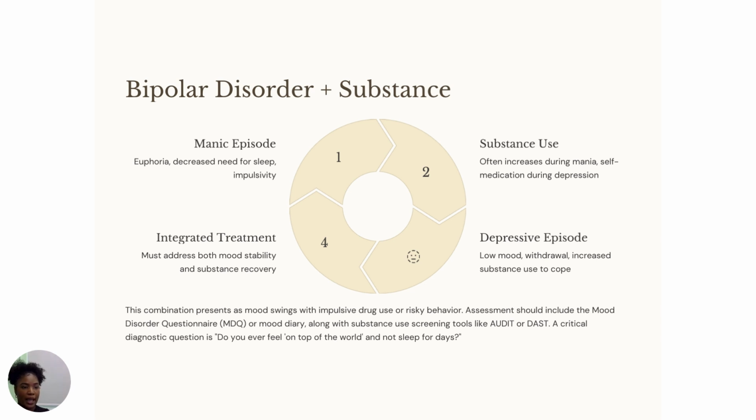When someone has a manic episode, they have a decreased need for sleep, they're more impulsive. Often, they may use substances, and that increases their mania, and it may increase their depression. They become emotionally withdrawn, and they use substances to cope. So, as clinicians, we must adapt an integrated treatment to address both their mood stability and their substance recovery.